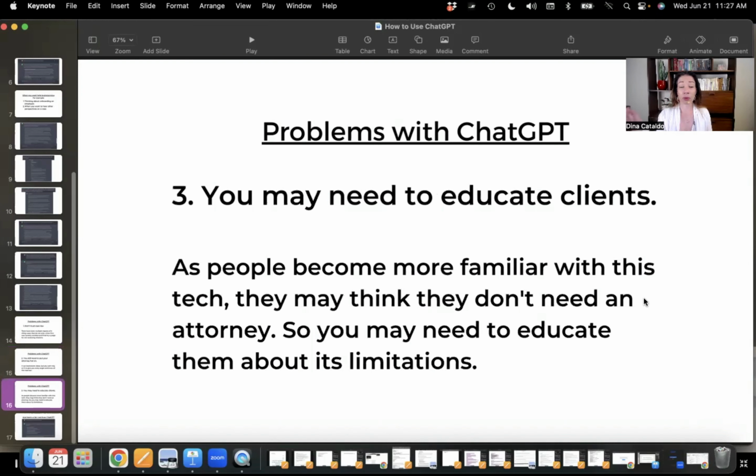All right, another problem I can foresee with ChatGPT is that you may need to start educating your clients in your marketing or in consults. As people become more familiar with this technology, they may think they don't need an attorney, so you may need to educate them about its limitations.